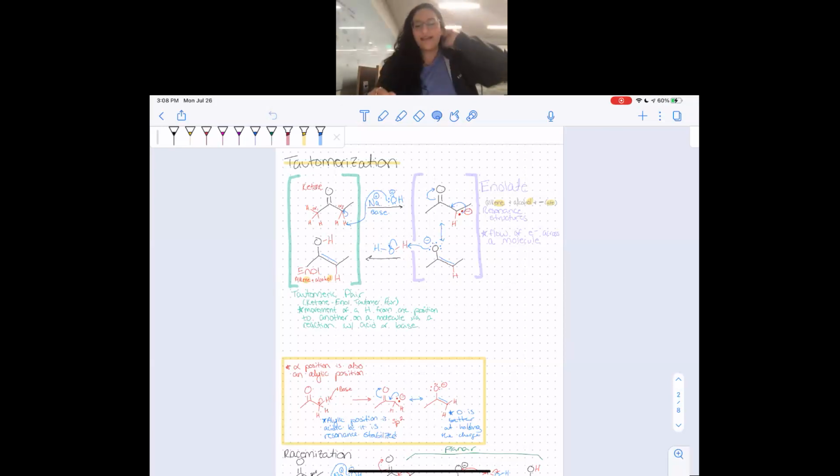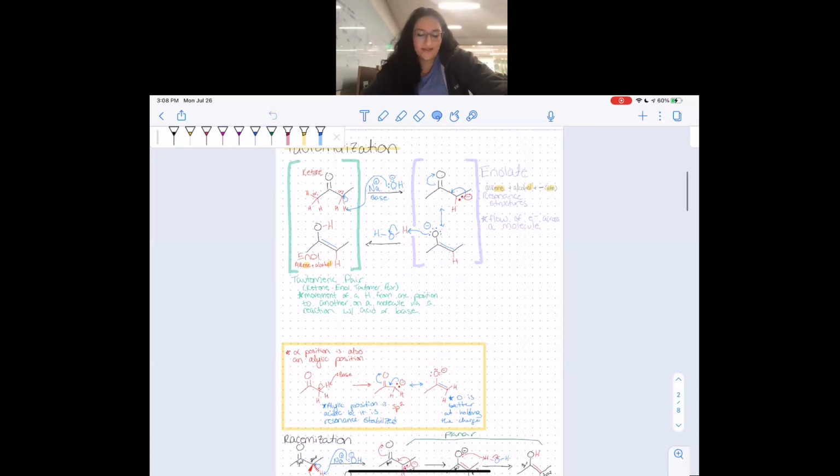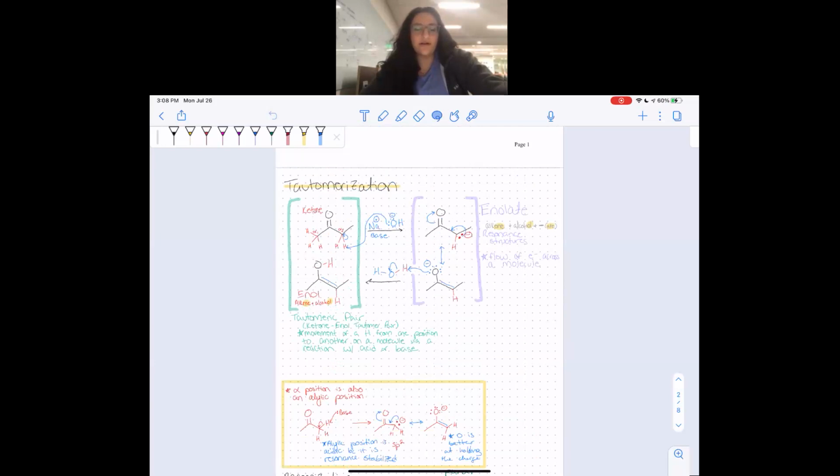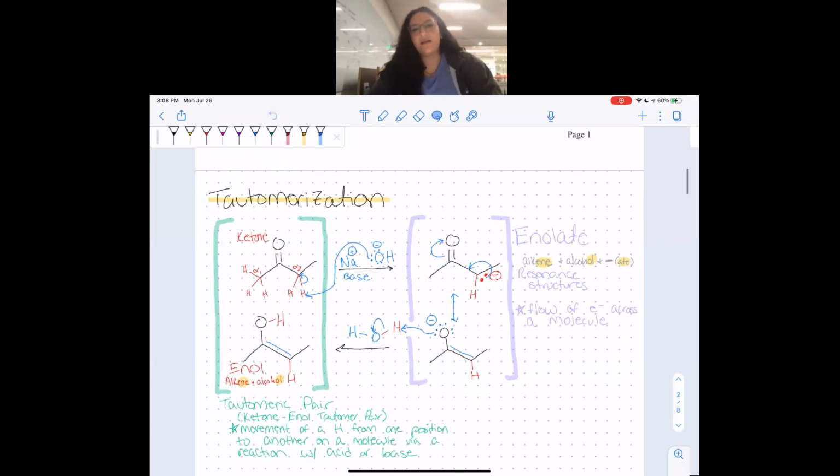Okay, so it doesn't seem like anyone has any questions. So last time we talked about tautomerization and racemization. We talked about how tautomers are a pair of isomers that can interconvert through a reaction. So we need acid or base present. And we also said that the enolate was the intermediate for that. And it's called an enolate because it has a double bond and a negative charge and an alcohol. So it has all those different components in it.